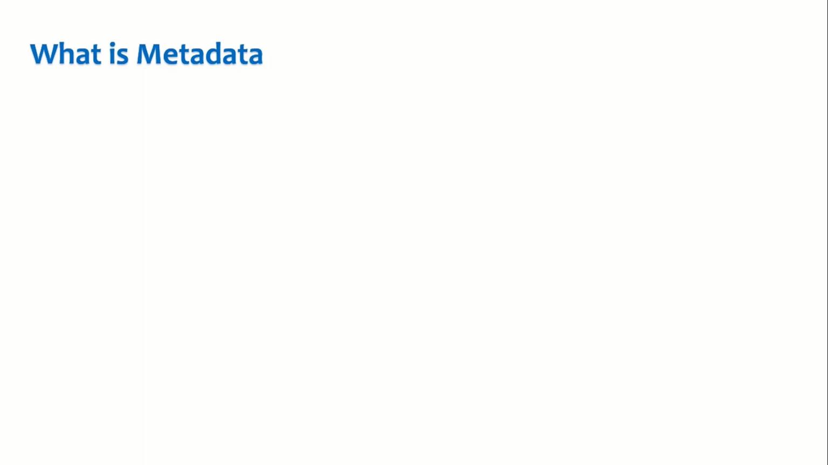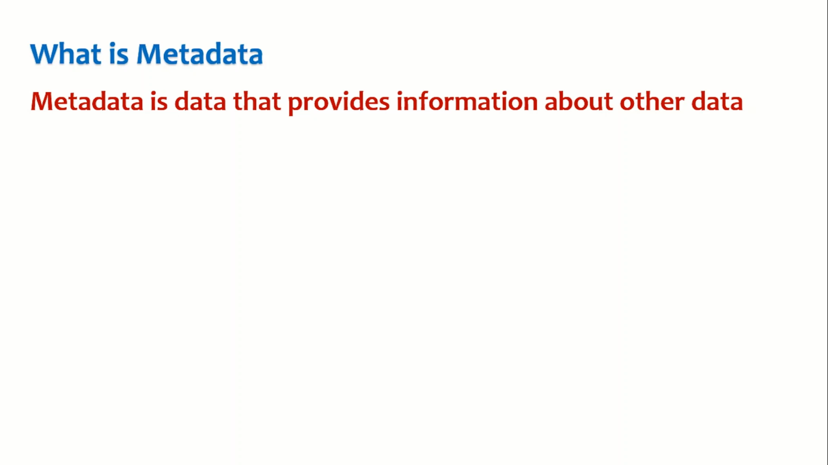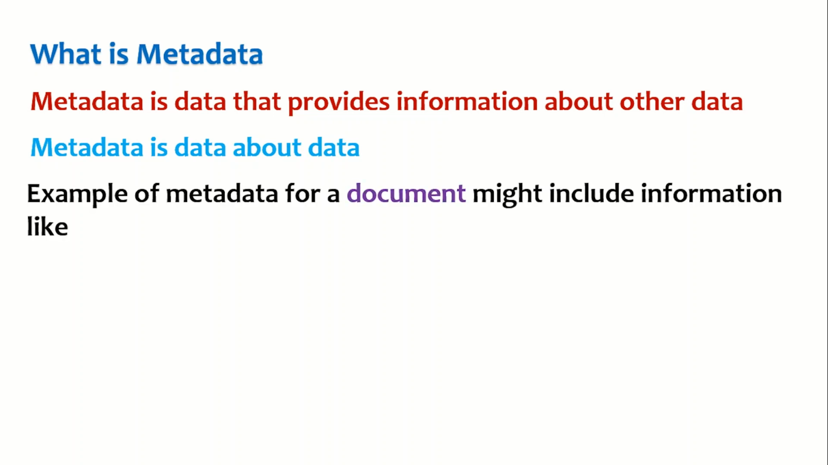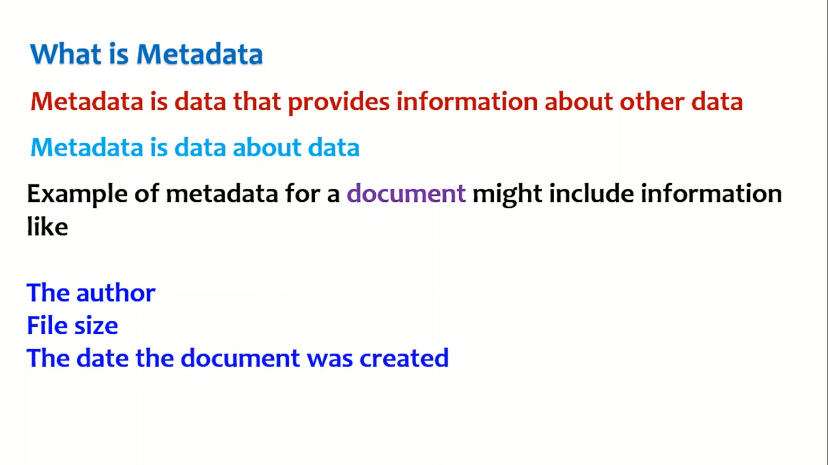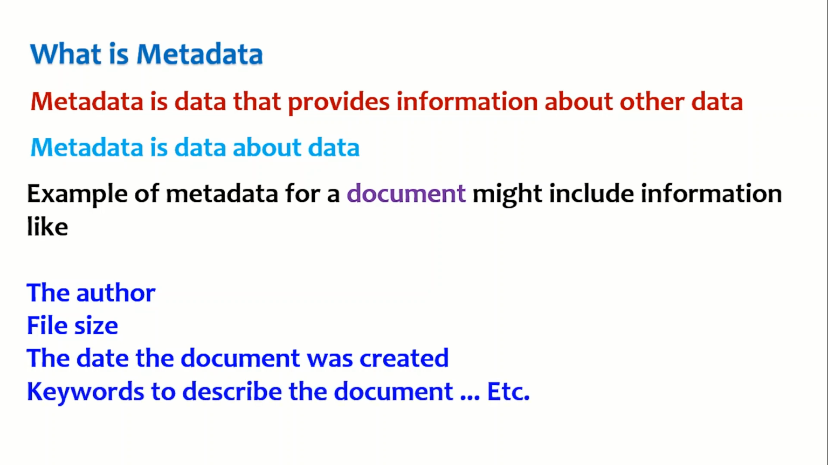So what is metadata? This is a generic term. It doesn't just apply to the Active Directory database; it applies to anything. Metadata is the data that provides information about other data. So metadata is data about data. For example, metadata for a document might include information like the author, the file size, the date the document was created, keywords to describe the document, etc.